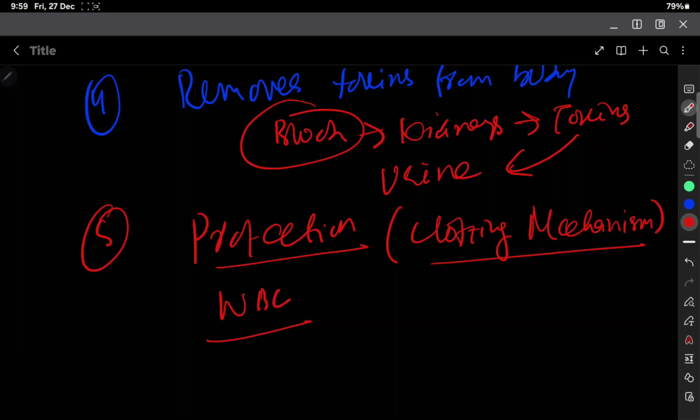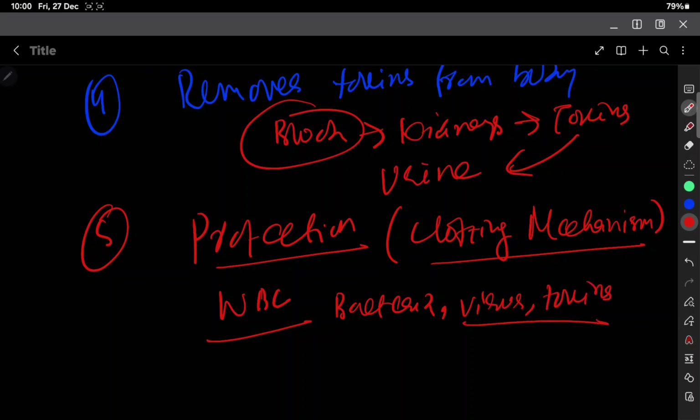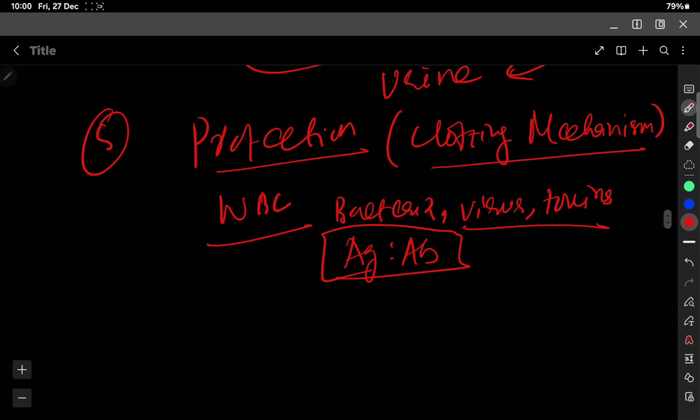White blood cells protect us from harmful agents, like bacteria, viruses, and toxins, by forming antigen-antibody reactions. So there will be an antigen-antibody reaction, and that will be because of the WBCs. So these are all the functions of the blood.